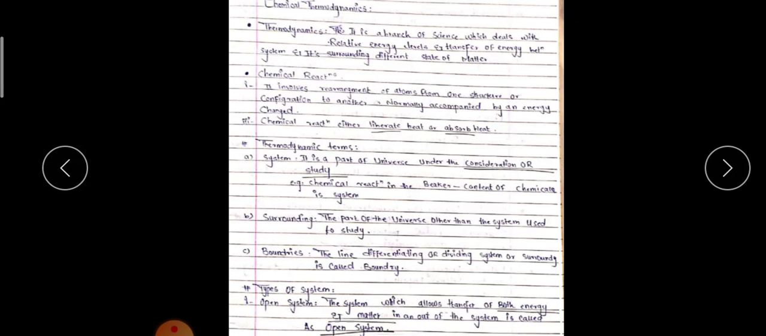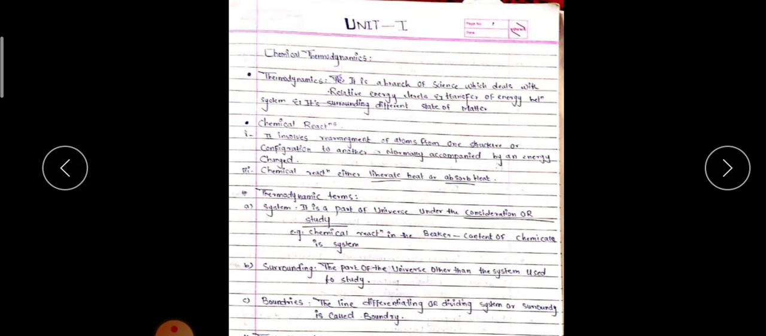There may be any options: thermodynamics, chemical kinetics, nuclear chemistry. Likewise, the options will be there. Got that point? It is a branch of science which deals with the study of relative energy levels and the transfer of energy between the system. The first option will be thermodynamics, second will be chemical kinetics, third will be nuclear chemistry, fourth one is surface chemistry, like this.